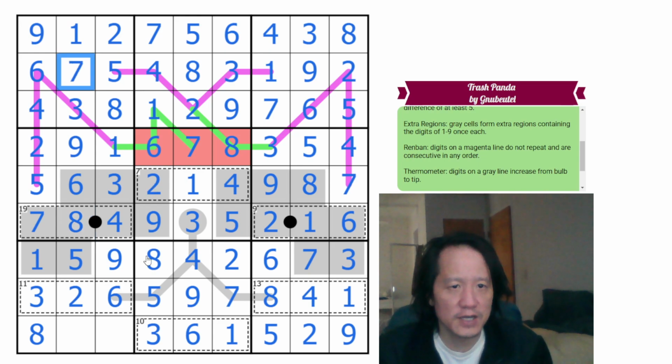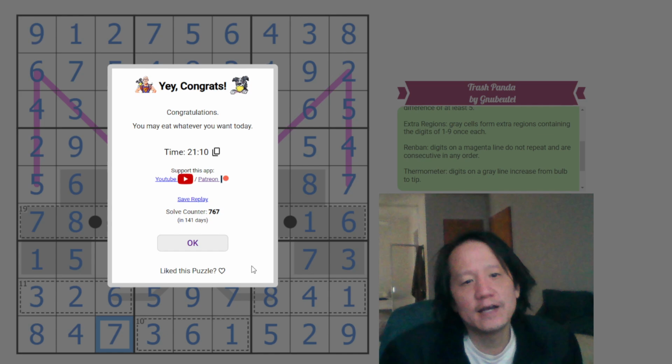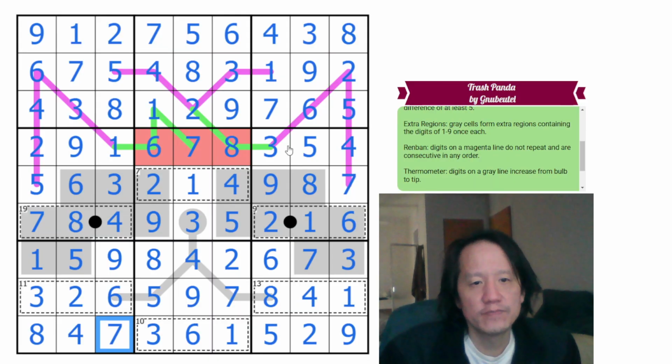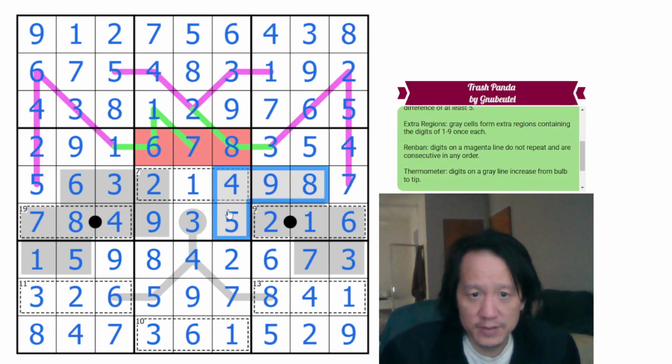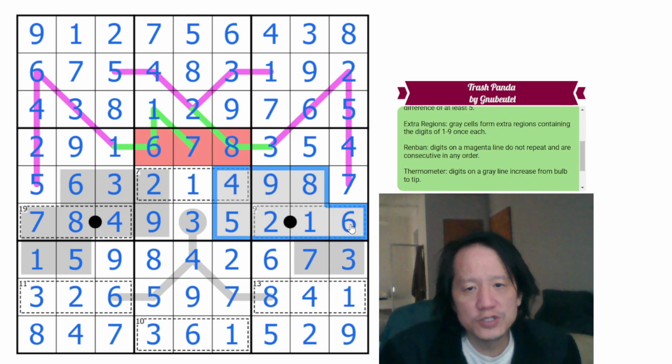This has to be 7. We're missing a 4 here, and this is 7 then. And that's how you Sudoku. Fairly straightforward, obviously. This is a very easy puzzle. And it introduced the extra region, so I hope you enjoyed that.